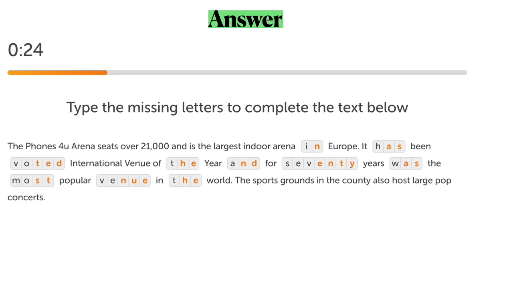Before year we can put the, and later and for 70 years because we need to put the number of years before the word years. So we put 70. We have used was in the next blank because we are talking about the history of that arena. The word popular in the next part of the sentence is an adjective. So we need a noun after that, and before that we can use most.